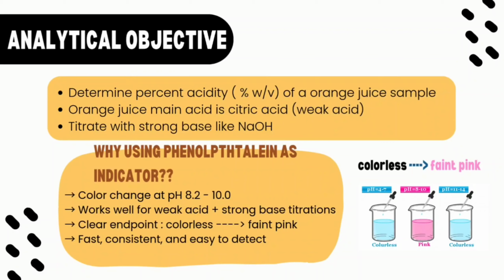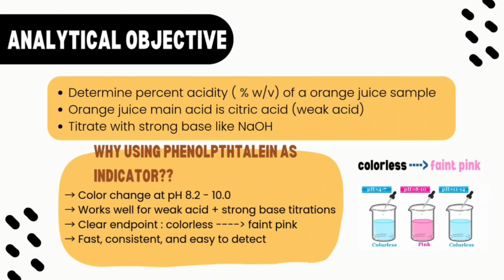First of all, you need to remember that not all indicators are the same. Imagine they are like specialized detectives that only work in specific zones. Phenolphthalein is a detective that works in the basic zone. We choose phenolphthalein because it has a perfect pH match for this case. Phenolphthalein will change color between pH 8.2 and 10.0.